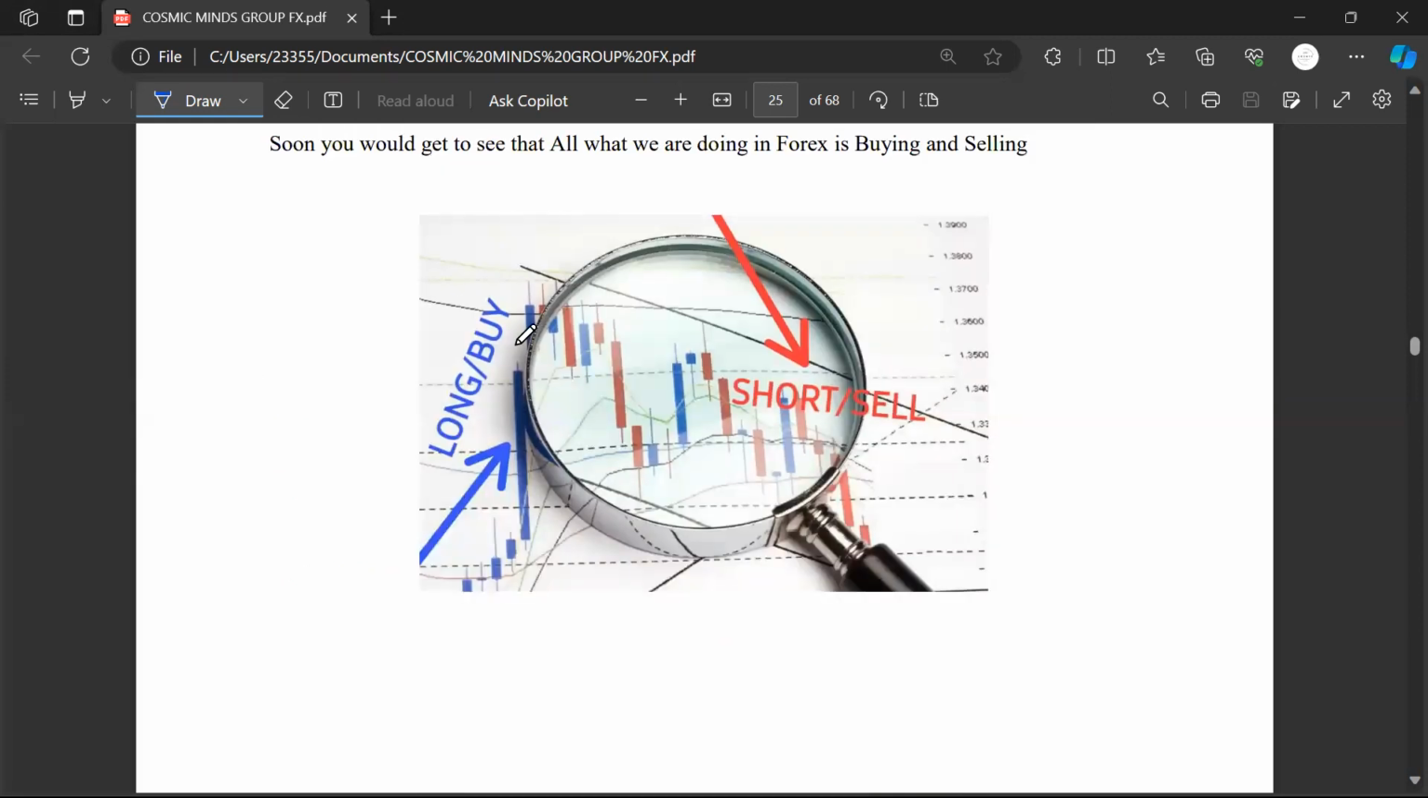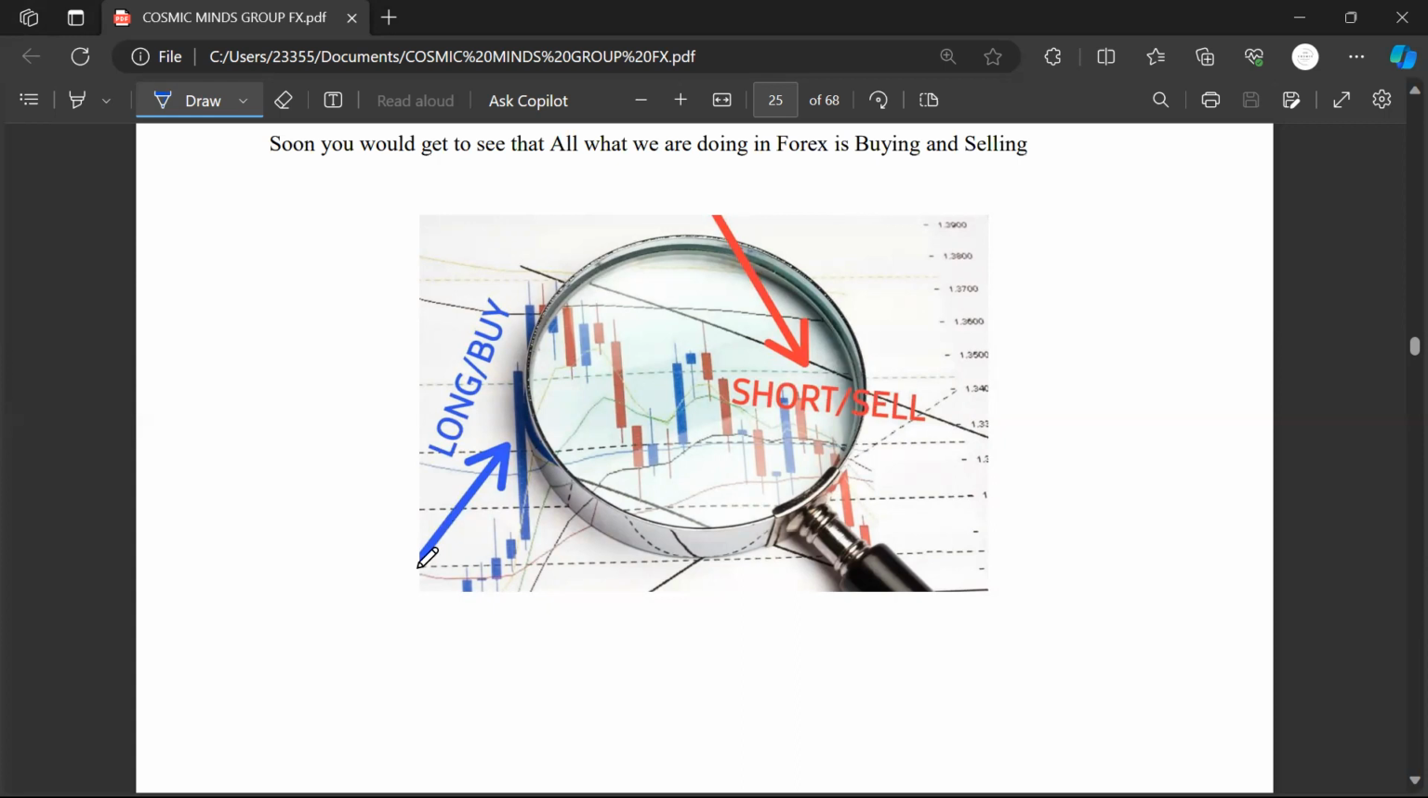So we are going long, or we are buying the market. If you are shorting, you are selling the market. You are going down that trend. You want the market to go down. And if you are going long or buying, you want the market to go up. You are going to benefit from that.